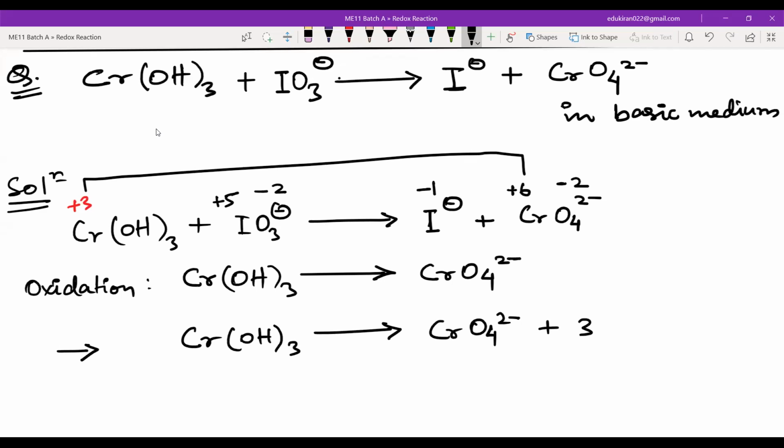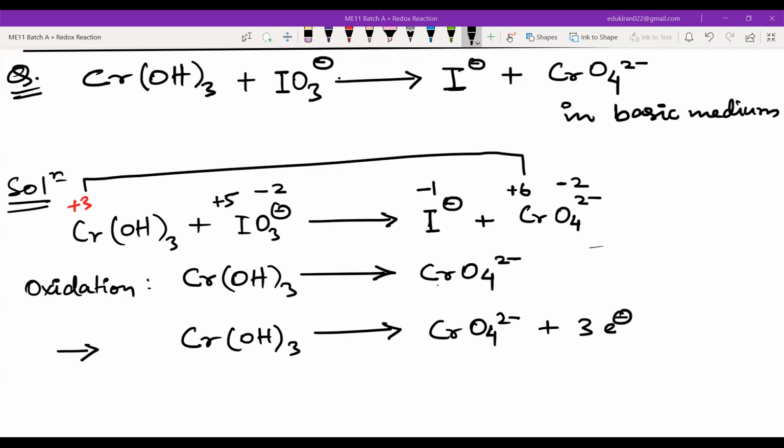So what I am going to do here, see, we cannot add water molecules. We cannot add positive charges, right? And also, what is the charge here? The charge here is 0. And what is the charge here? The charge here is 3 and -2, which is -5 charge. Yes or no? Yes.